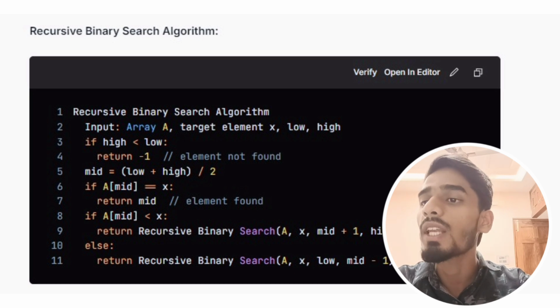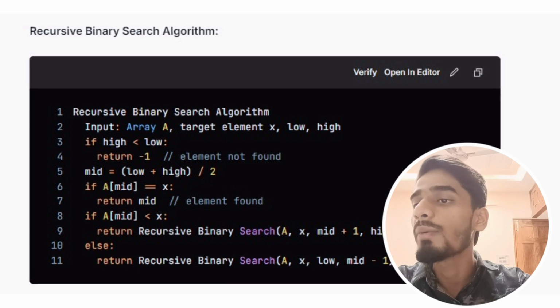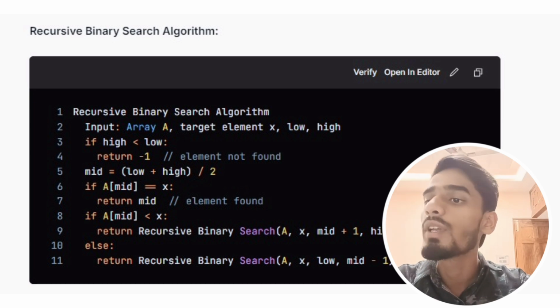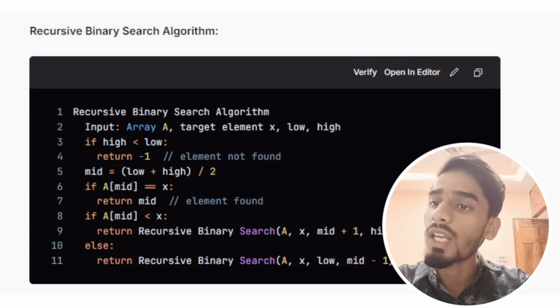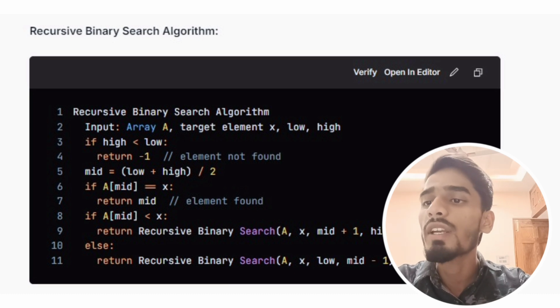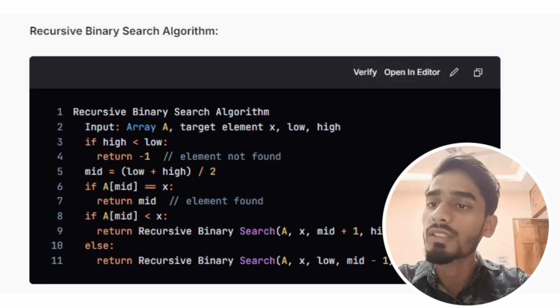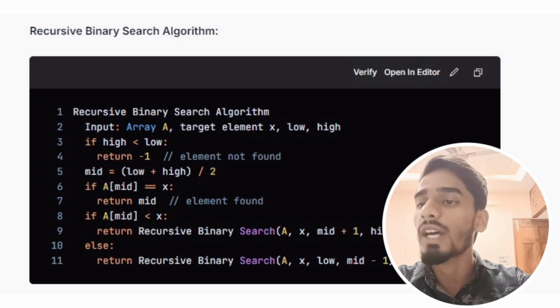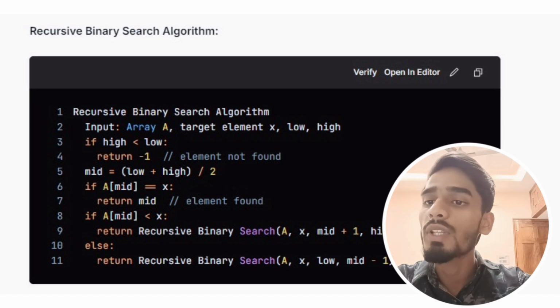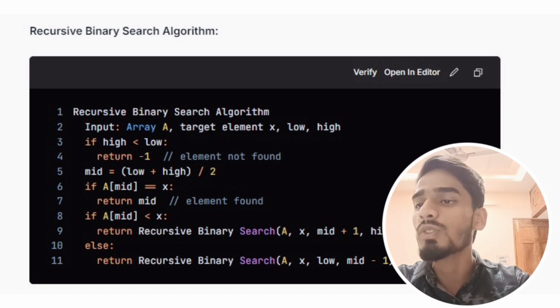Next, we assign the mid value as low plus high by 2. If A of mid is equal to x, we return mid, which means element found. If A of mid is less than x, we return recursive binary search, again recursing with A, x, mid plus 1 and high. Else we recurse the method with A, x, low and mid minus 1.